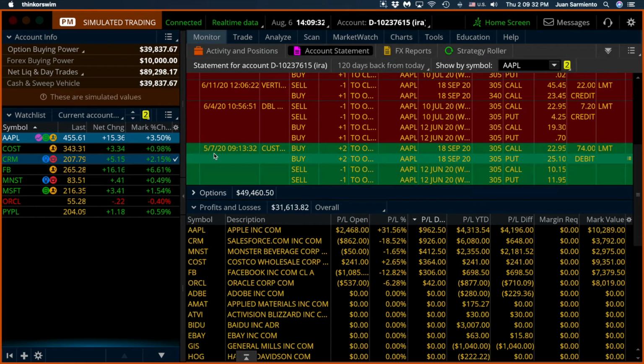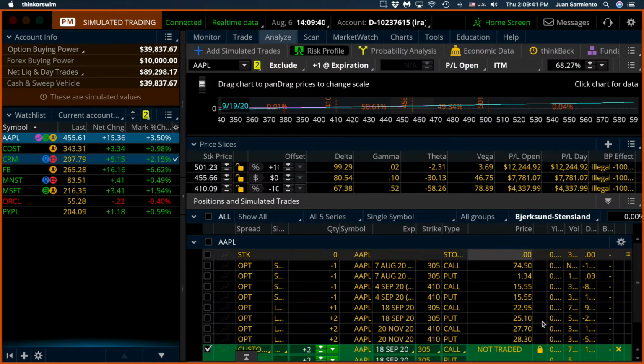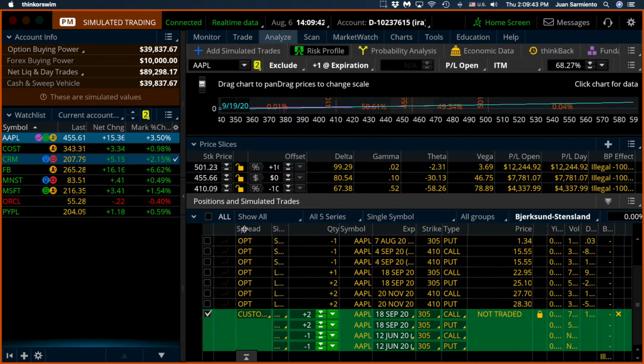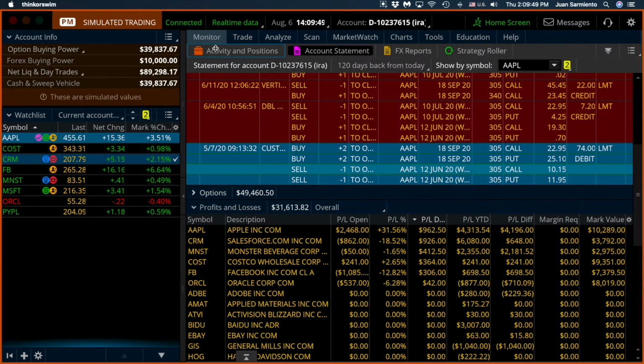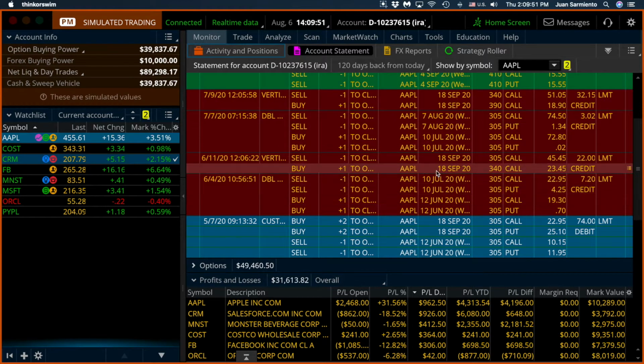Okay, starting on May the 7th. That was this trade at $105. And say, let's analyze that. And here is what the trade would be. But that's not the only trade I made. I also did what is called a rollover. So you can see that I have September and June.